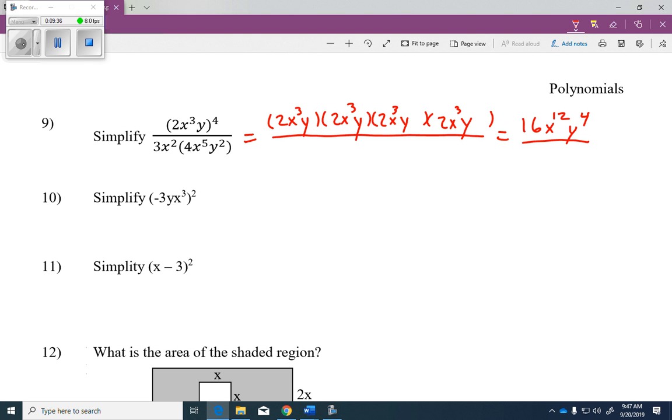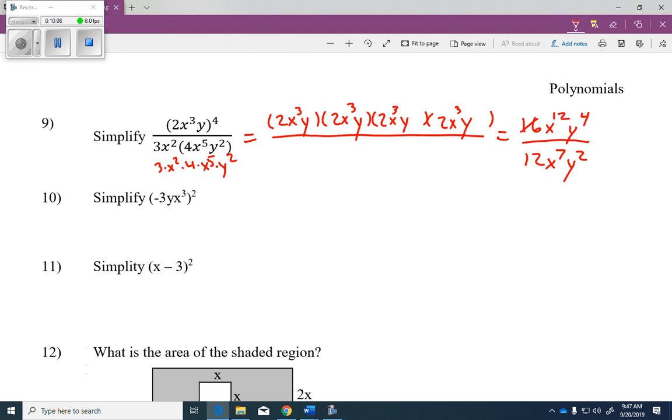My denominator. These parentheses in this case are really representing multiplication because there isn't an exponent on the outside. So I can think of it as 3 times x squared times 4 times x to the 5th times y to the 2nd. Use a commutative property and write it as 12 over x to the 7th, because it's 1, 2, 3, 4, 5, 6, 7, y to the second.